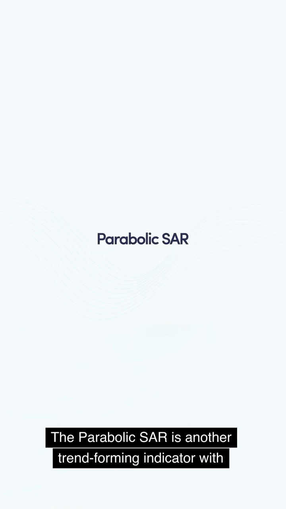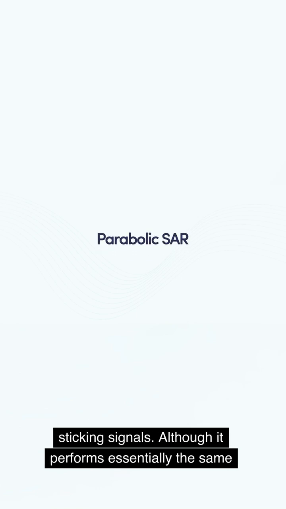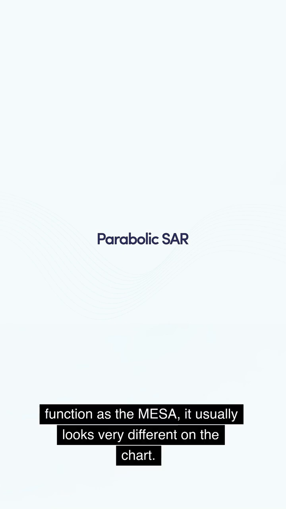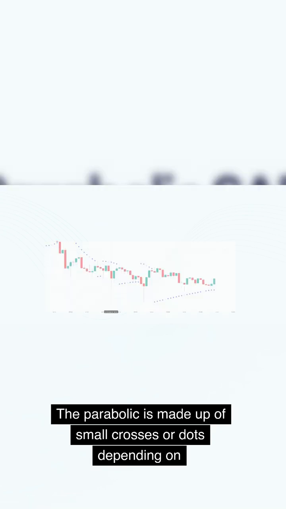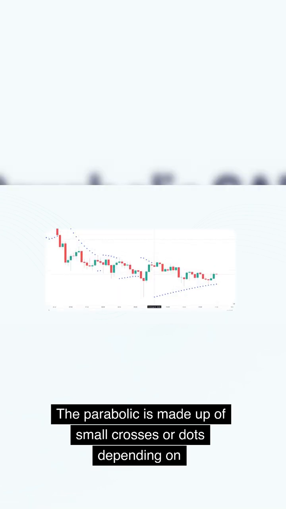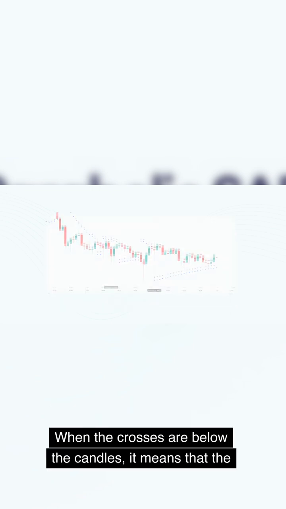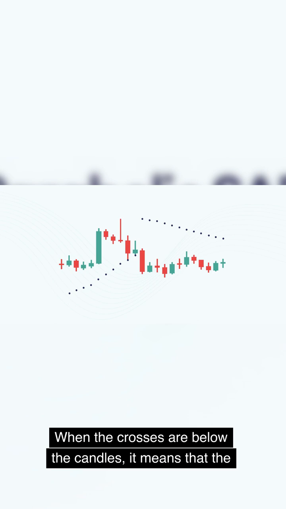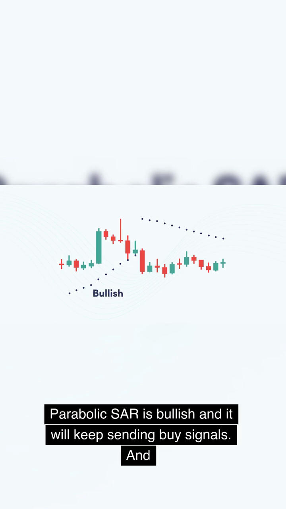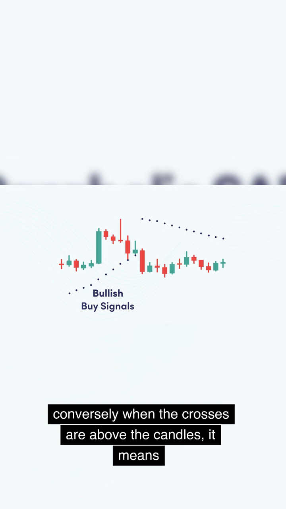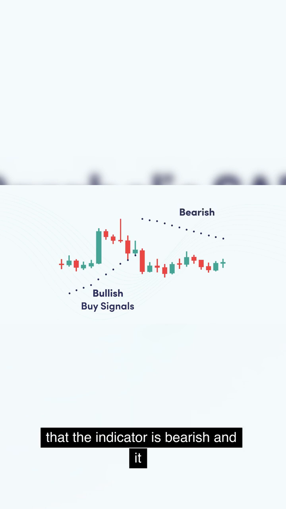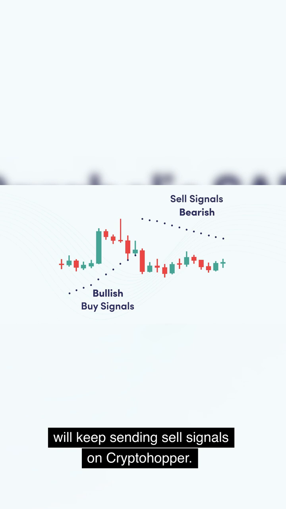The Parabolic SAR is another trend-following indicator with sticky signals. Although it performs essentially the same function as the MESA, it usually looks very different on the chart. The Parabolic SAR is made up of small crosses or dots, depending on the trading platform, that are either below or above the candles. When the crosses are below the candles, it means that the Parabolic SAR is bullish and it will keep sending buy signals, and conversely, when the crosses are above the candles, it means that the indicator is bearish and it will keep sending sell signals.